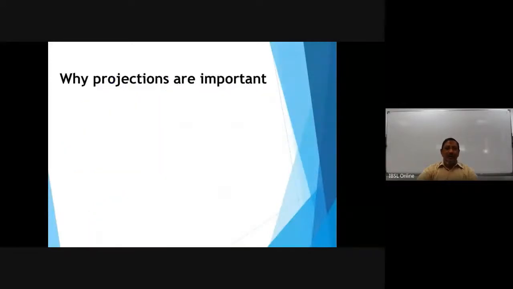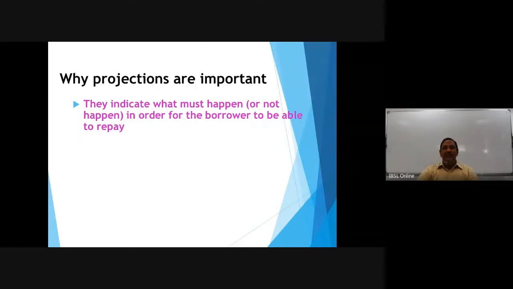Okay. Why are projections important? They indicate what must happen or not happen in order for the borrower to be able to repay. Our forecast is always about the customer having sufficient cash to pay the loan installment in the future. What must happen or not happen. What should happen, we have to monitor and see whether it is happening. What should not happen, we have to avoid and prevent when you do projections.